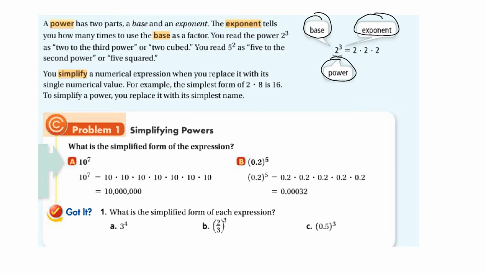You simplify a numerical expression when you replace it with its single numerical value. Looking at this problem, what is the simplified form of the expression? 10 to the 7th power would be 10 by itself 7 times. Its simplified form would be 10 million. 0.2 to the 5th power would be 0.2 multiplied by itself 5 times, which would be the decimal 0.00032. You need to do the got it problems.